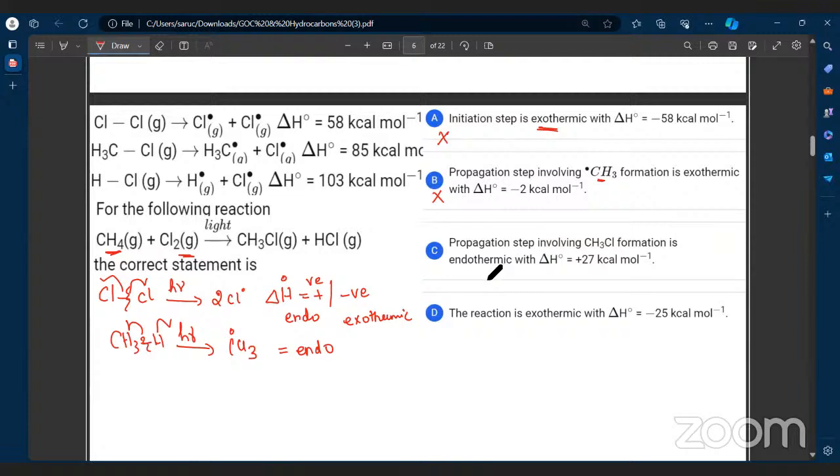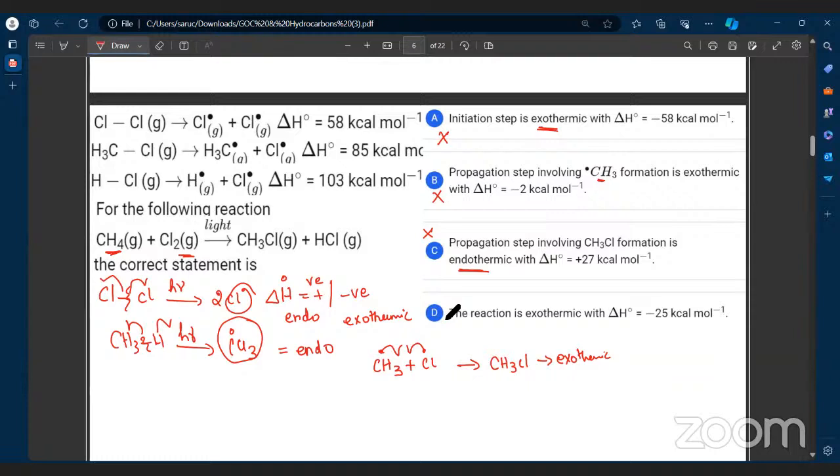Now the propagation step involving CH3Cl. For formation of CH3Cl, you want a methyl free radical and chlorine free radical, and here the bond is formed. When the bond is formed, will the reaction be exothermic or endothermic? Bond breaking is endothermic, so bond formation should be exothermic. But here they have given endothermic, which is wrong. The reaction is exothermic with delta H naught of minus 25 kilocalories per mole. So is the whole reaction exothermic or not? This is what we have to find out.